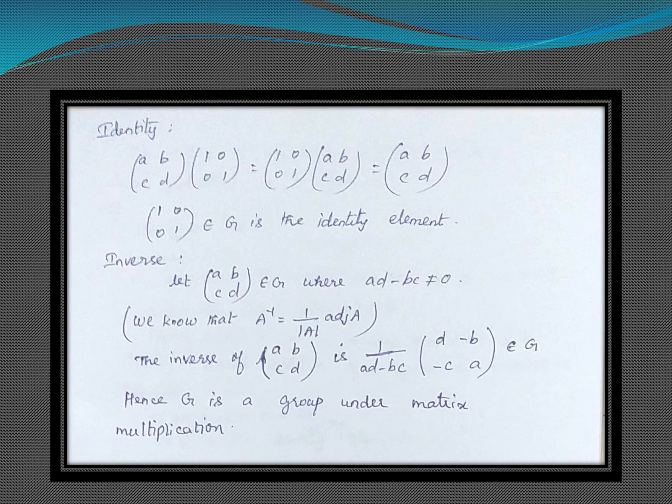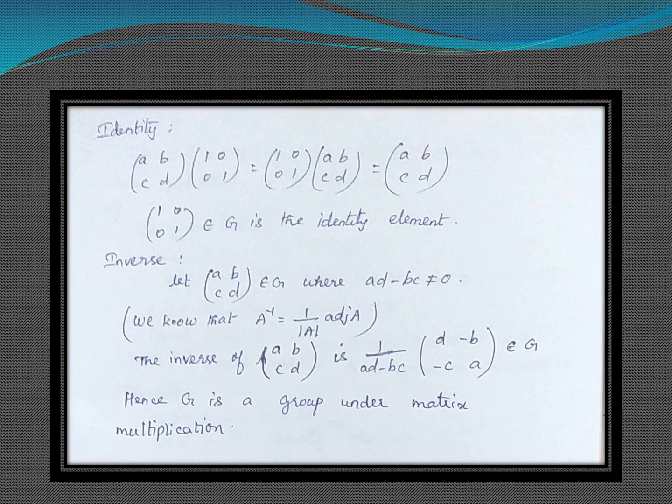Next property, inverse. Let me start with a non-singular matrix, that is [A, B; C, D], where AD minus BC is not equal to 0. Now we are going to find the inverse element. We all know about the inverse of the matrix. A inverse is equal to 1 by determinant of A into adjoint of A. Here adjoint of A is the transpose of the cofactor matrix.